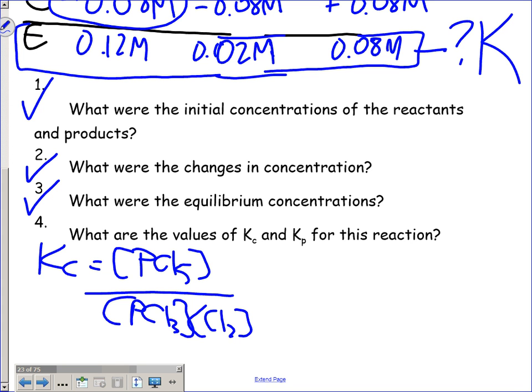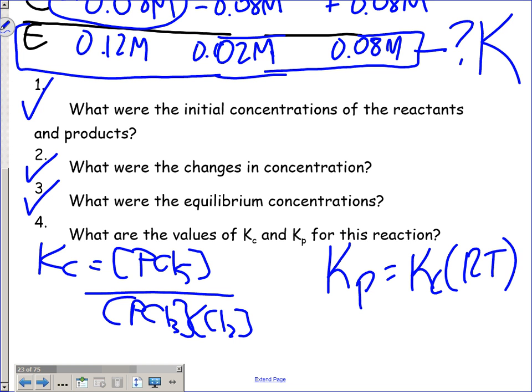How would you get the Kp? You can say Kc, Kp over RT. Well, no, we already have Kc. We're solving for Kp, right? So Kp equals Kc times RT in parentheses to the delta n.